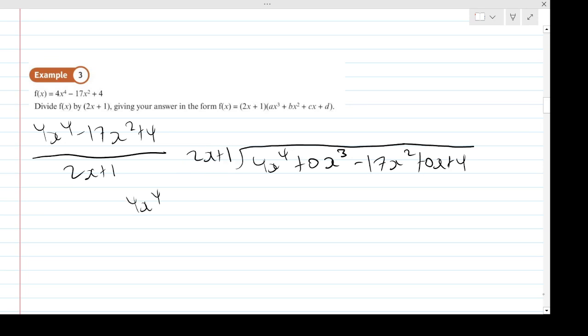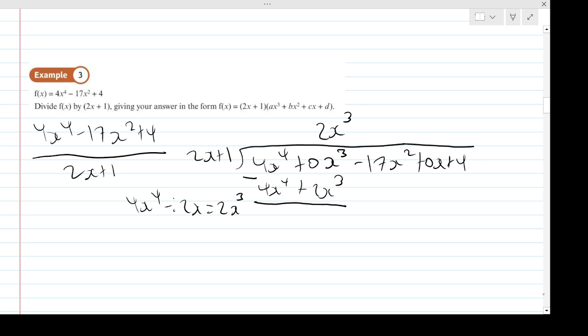So 4x to the 4 divided by 2x is simply 2x cubed. I put it in the x cubed column up here. Then I multiply this 2x cubed by every term outside. That gets me 4x to the 4, and then 2x cubed times 1 is just 2x cubed, so add 2x cubed.